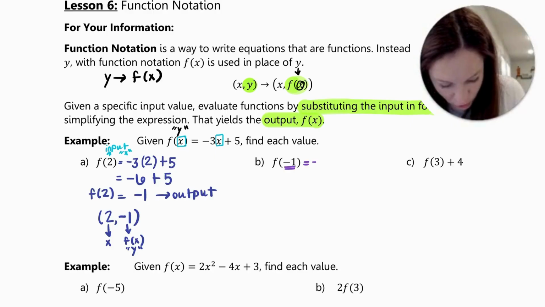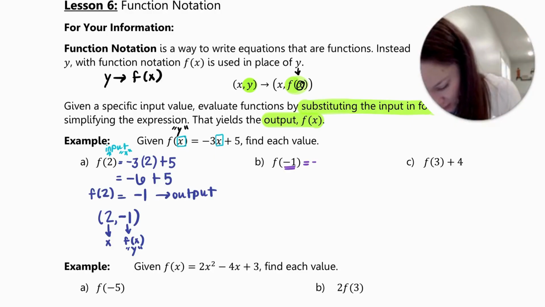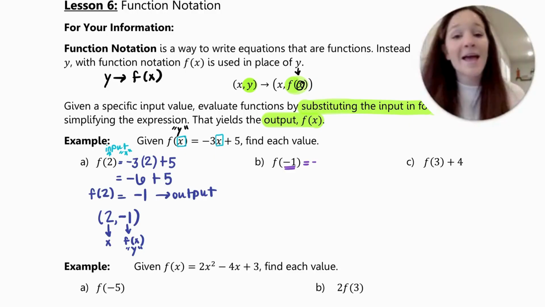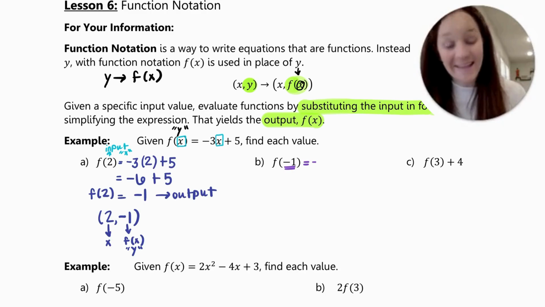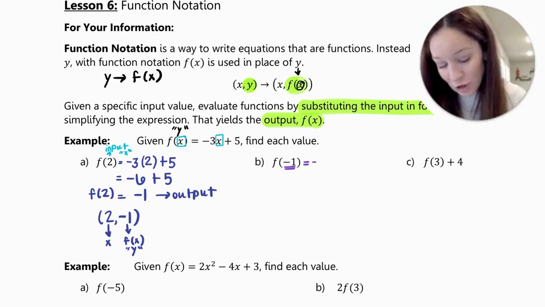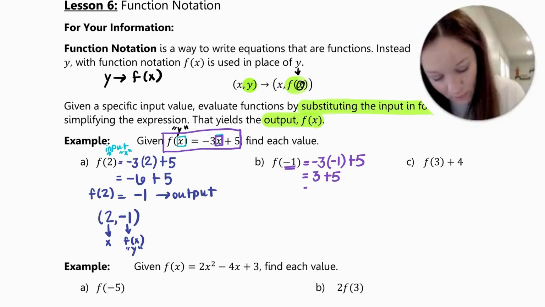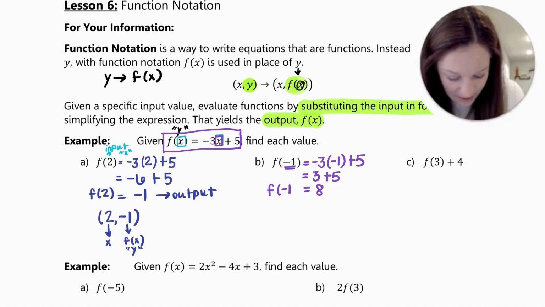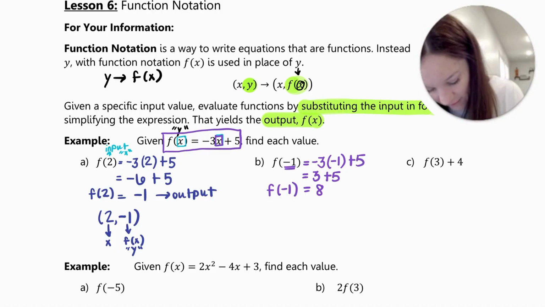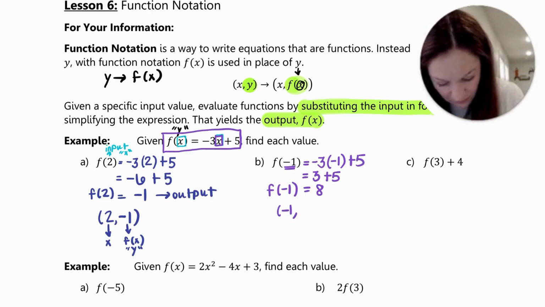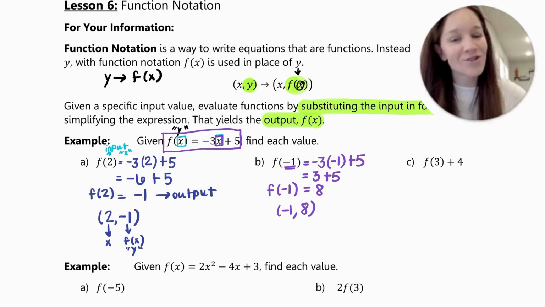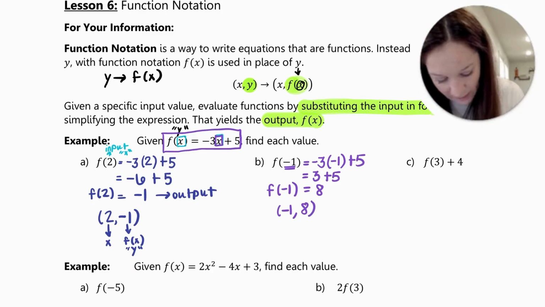Okay, so I used the same function. I'm using this for all three problems. And all I did was I took that x out, and I substituted in -1. Same process. Now we're going to multiply -3 times -1, which will give us 3, and then bring down that plus 5. And 3 plus 5 is going to give us 8. So we're left with f of -1 equals 8. So what that says is when you plug -1 into your function machine, your output will be 8.